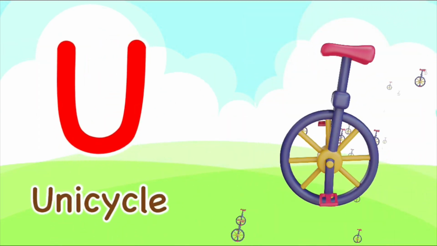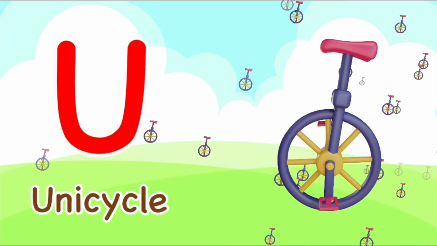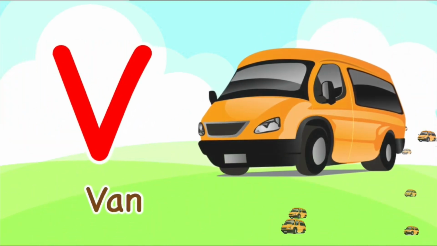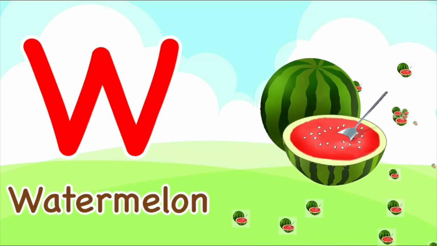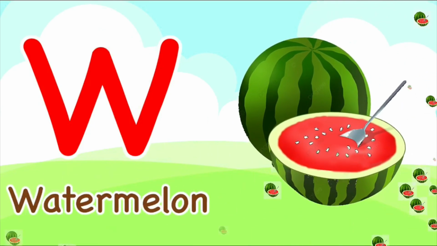U for unicycle. V for van. W for watermelon.